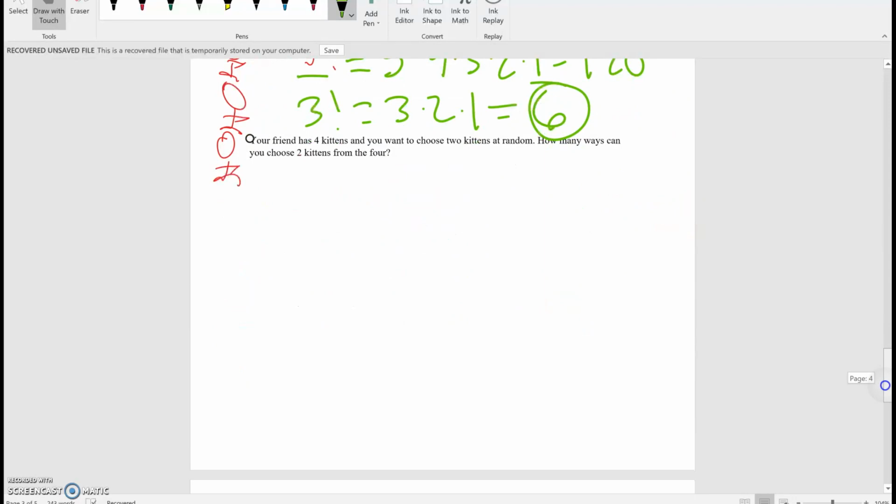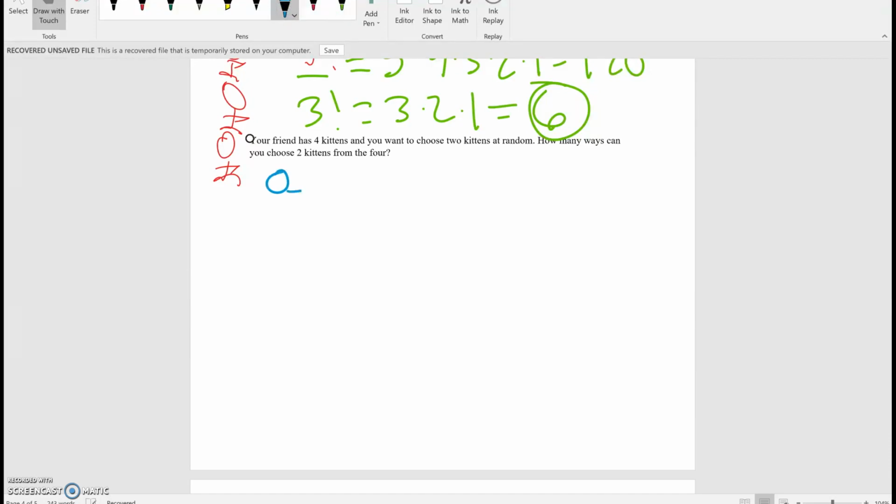Okay, so let me go ahead and ask this question instead. Your friend has 4 kittens and you want to choose 2 kittens at random. How many ways can you choose 2 kittens from the 4? So how would you do this type of problem? This is very different than the way that we have the other problem, because here what we have is 4 kittens, right?